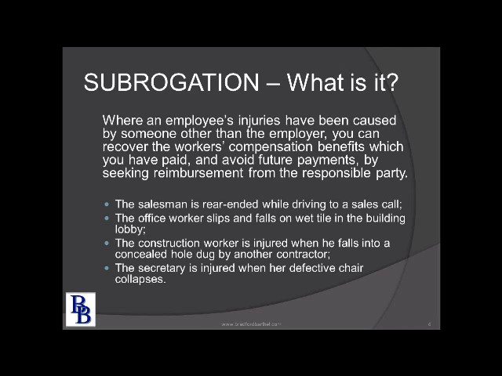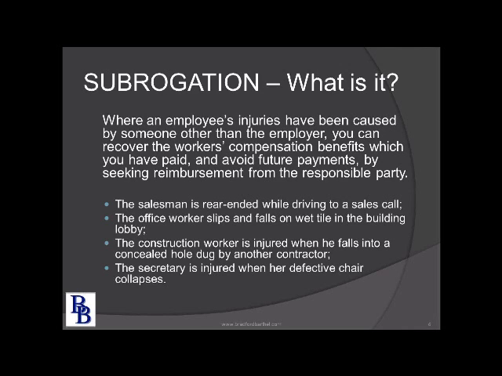For those of you who really aren't familiar with this topic, let me give you a quick definition of what subrogation is. Basically, subrogation is the process by which you can recover workers' compensation benefits which have been paid to your employee, or an employee of your insured, depending on whether you're an employer or the carrier, when another party, we call that the third-party defendant, has been responsible for the accident.